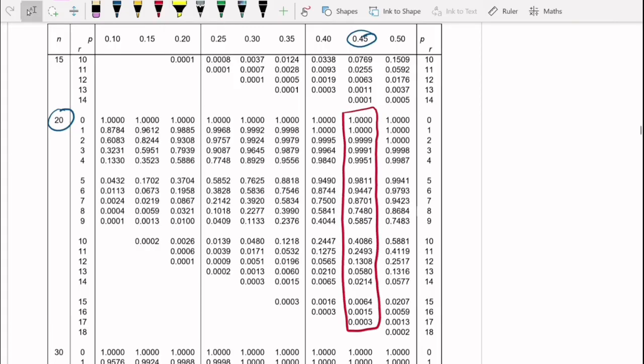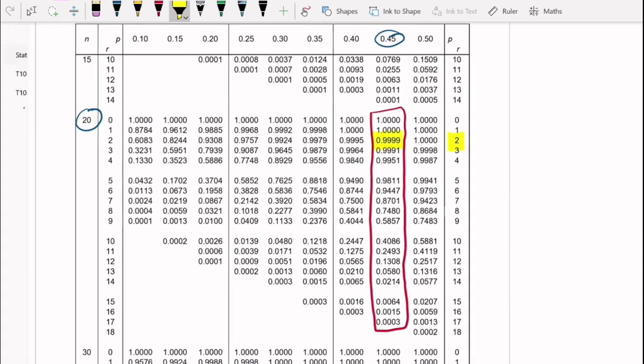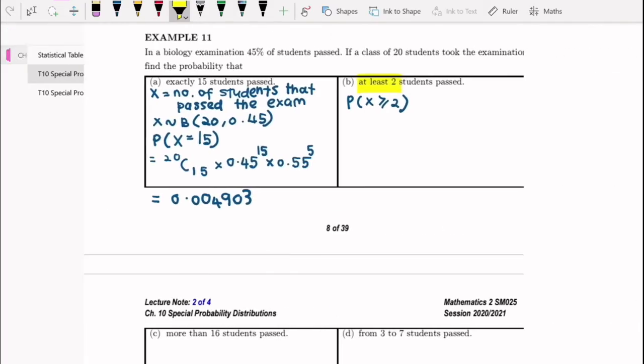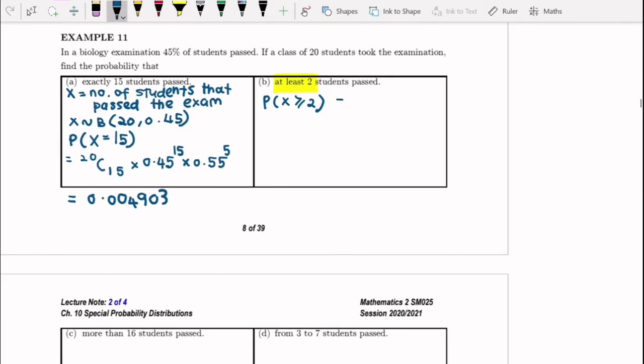Now, from the question, we need to find probability x greater equals to 2. Here is x greater equals to 2. Then the answer is 0.9999. So that's the answer. Please check the binomial table, page 7.